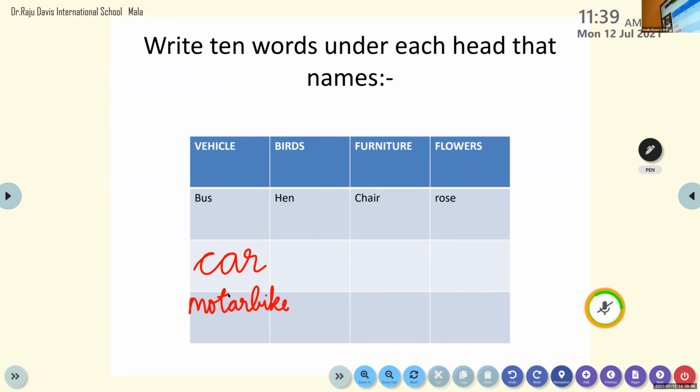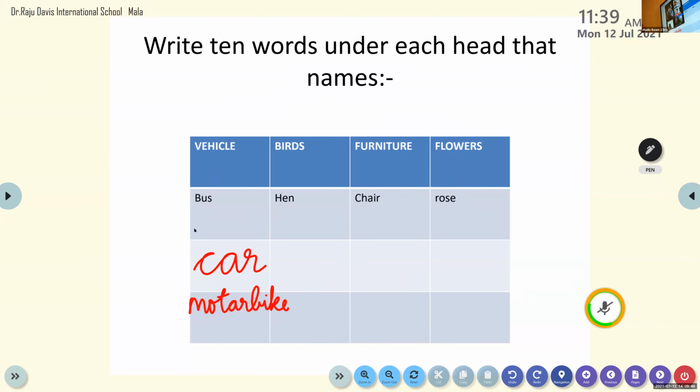Very good. Motorbike. Okay, if you are finished, now let's move on to the next person. In this round, I'm going to call only the boys. Can I move on to the next person? Have all of you finished? Car is over, motorbike is over. Siddharth, come on. All the boys, please do think of a vehicle.